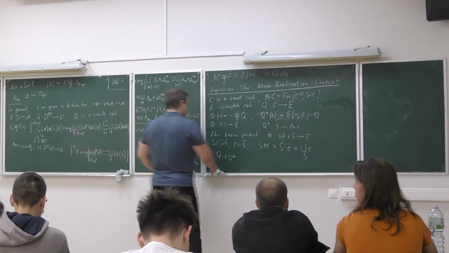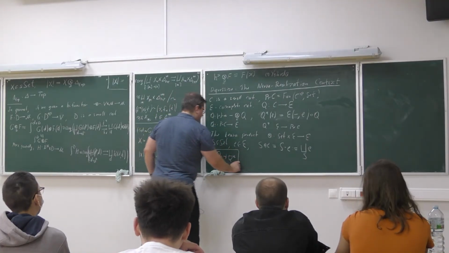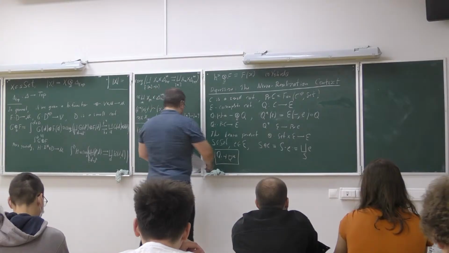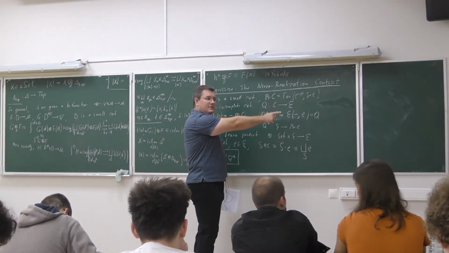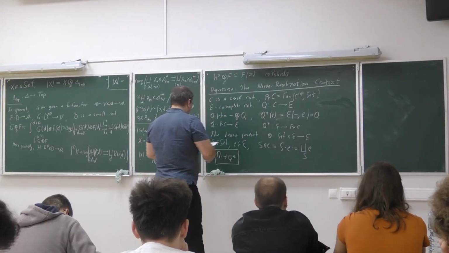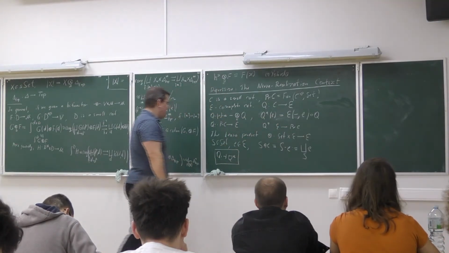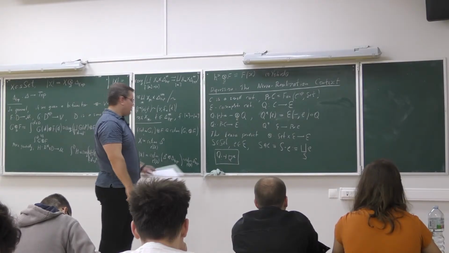Okay, so this is for this pair of functors. This is the main property. And is that blackboard visible? Okay. So, and how can we prove this in this general situation?